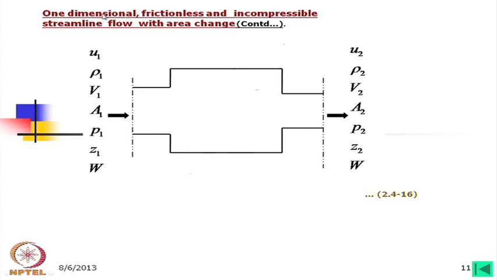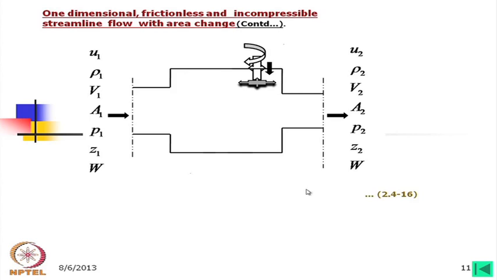Now, as I have told, this is frictionless, that means there is no friction between the fluid and the conduit. We have neglected that part; there is always friction in a conduit, but we have neglected it. Again, we are developing this equation for incompressible streamline flow, not turbulent flow, otherwise the equation will be different. The only thing is that there will be a change in area.